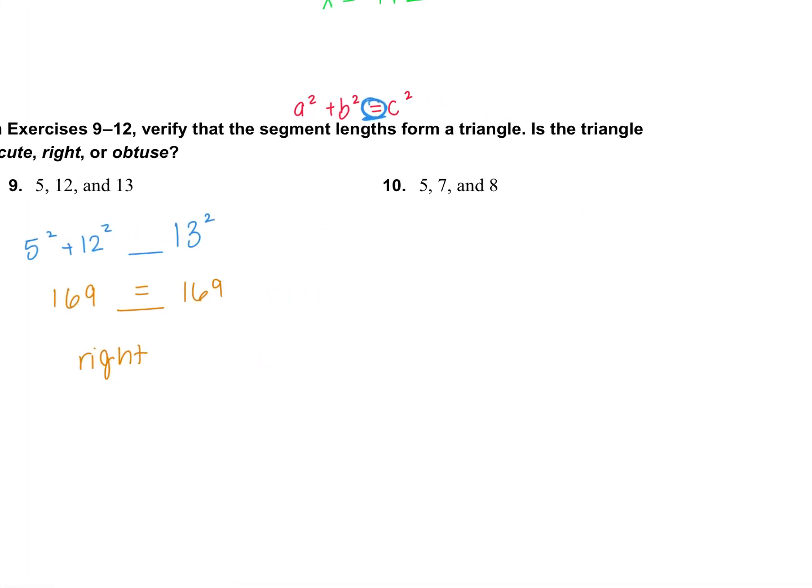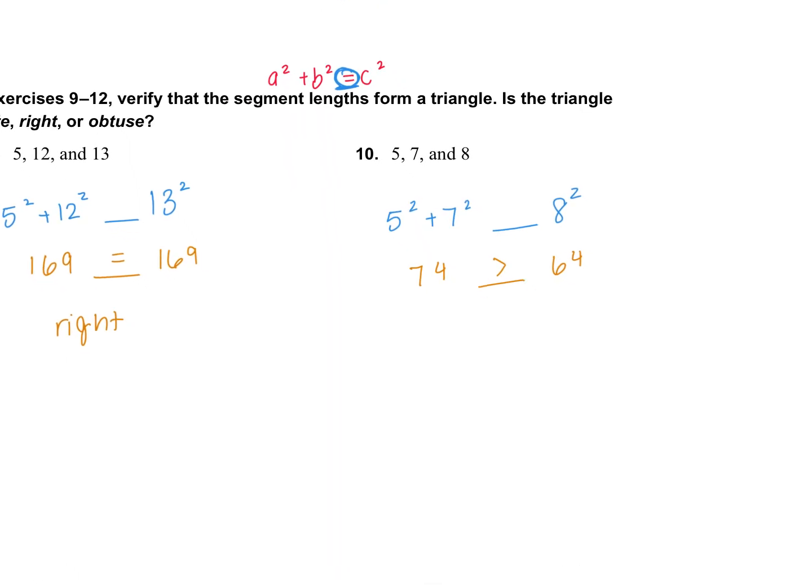Looking at the next one, doing the same thing, I have my 2 smallest. 5 squared plus 7 squared. I don't know whether it's going to be greater than, less than, or equal to. Solving it, I'm going to get 74 and 64. Again, it determines my c, my hypotenuse. So because my hypotenuse is smaller, this is going to be acute.